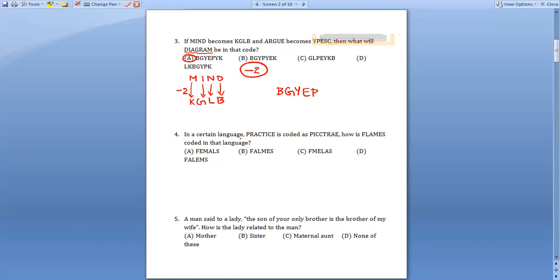So next, question number 4. In a certain language, practice is coded as PICCTRAE. So observe here, the first letter P and the last letter E remain the same. And the middle 2 letters CT remain the same.